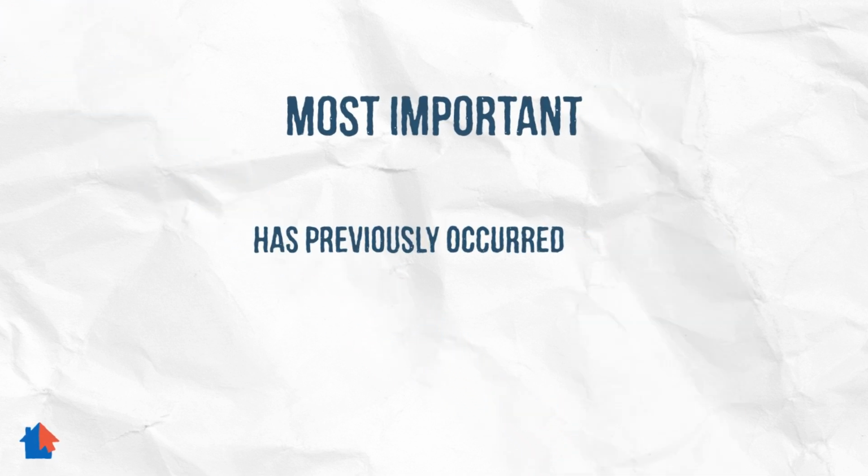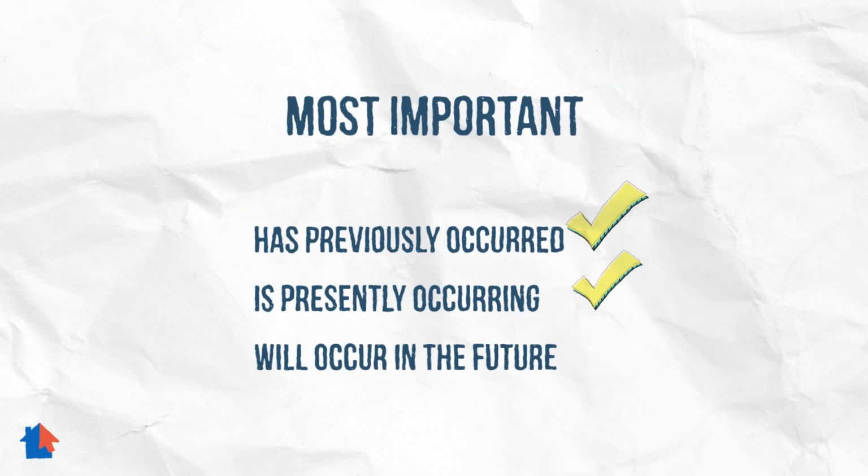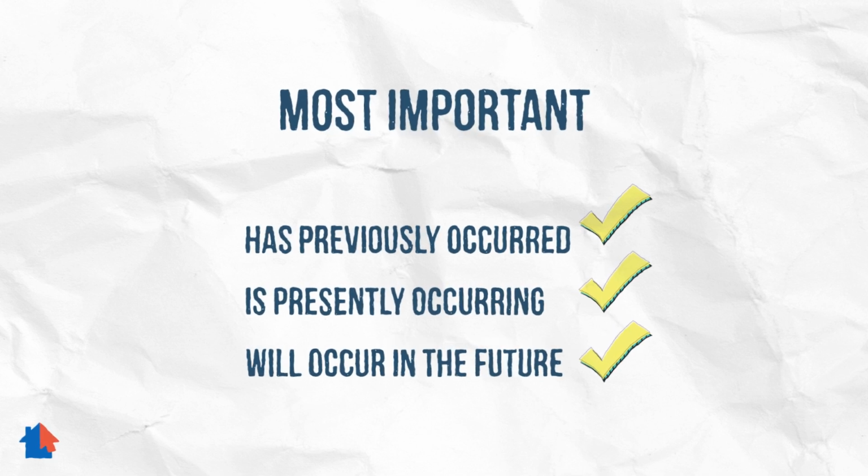Most importantly, the reader understands whether you are writing about something that has previously occurred, is presently occurring, or will occur in the future. Keep this in mind while studying, and you are sure to succeed in your test.